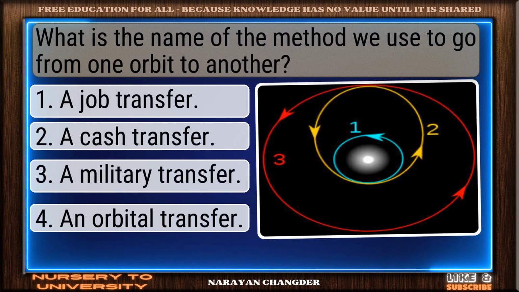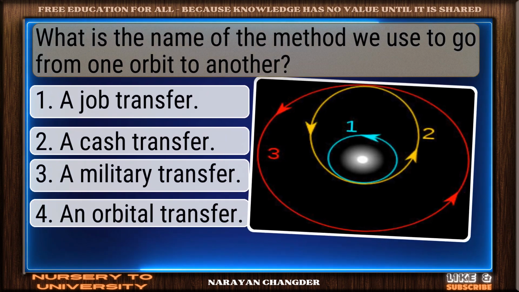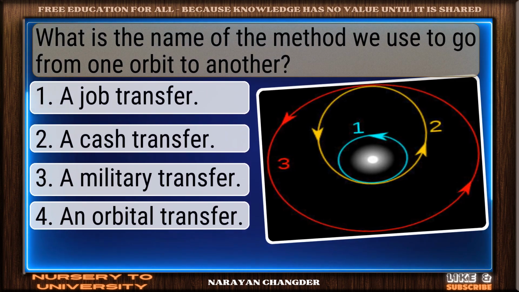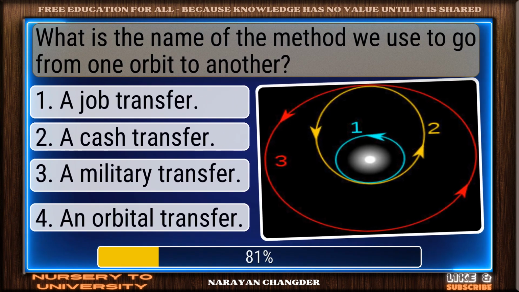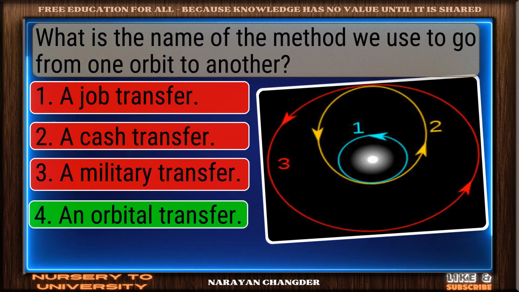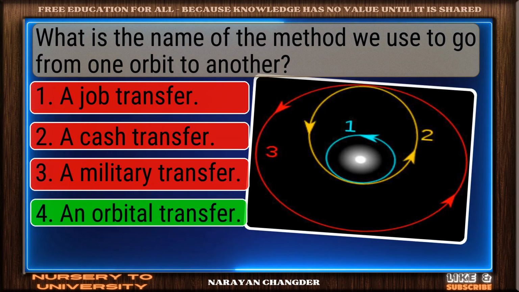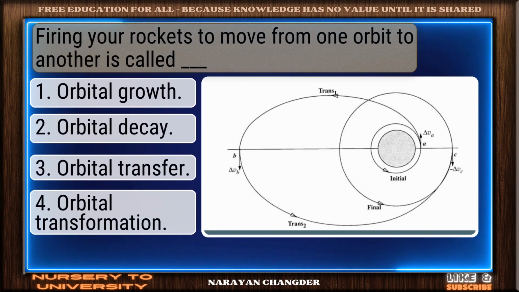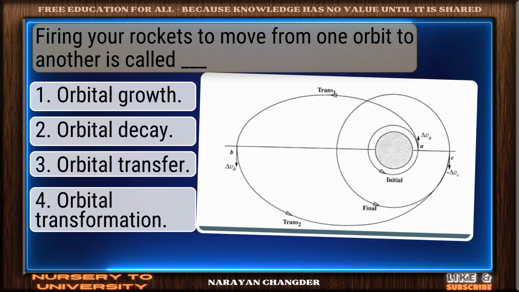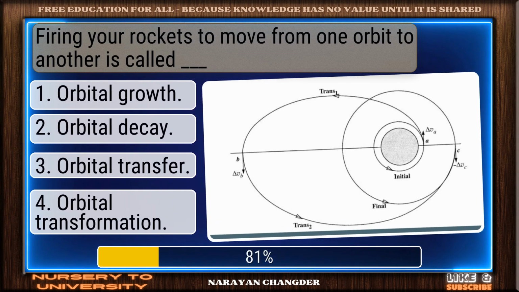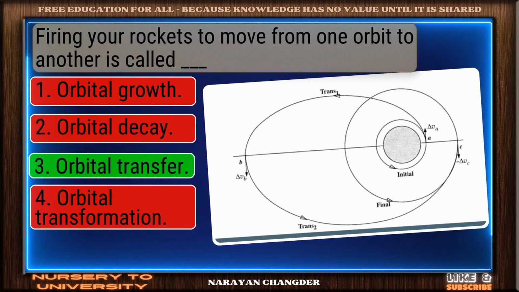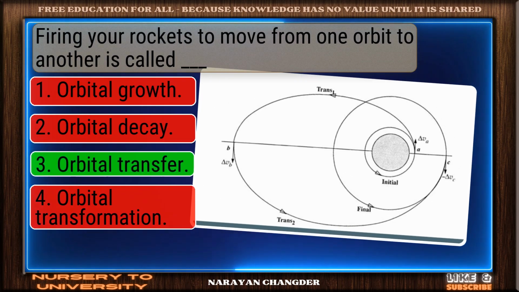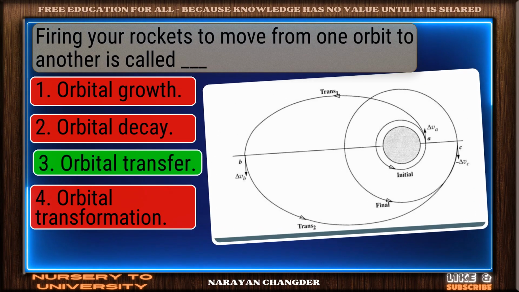What is the name of the method we use to go from one orbit to another? Nice selection. An orbital transfer is the correct and valid answer. Firing your rockets to move from one orbit to another is called dash. Exactly. Orbital transfer makes sense, and it is the right choice.